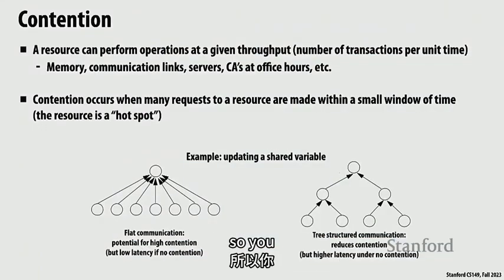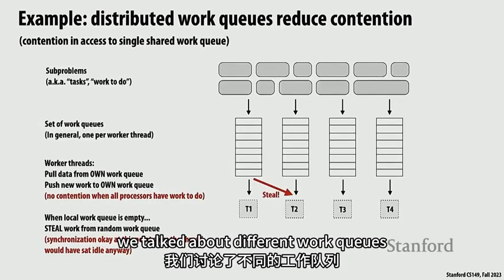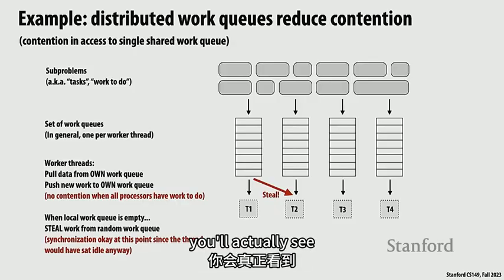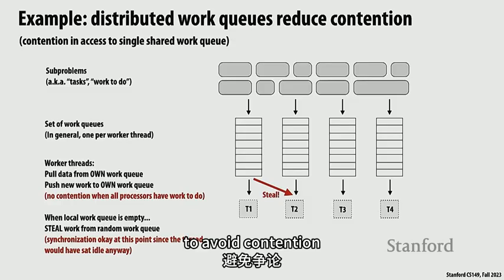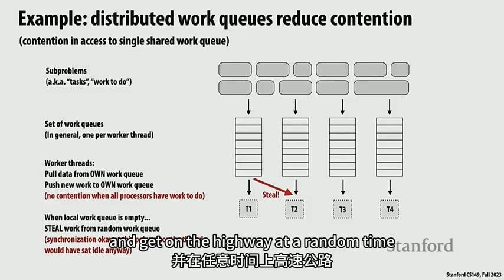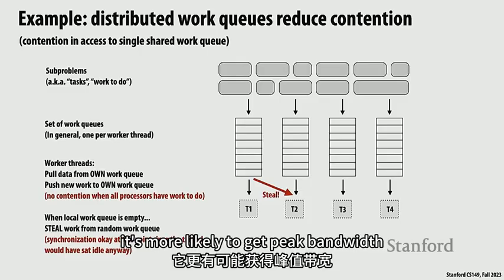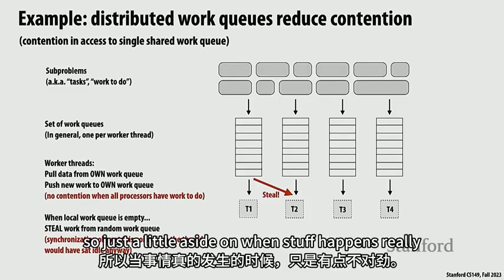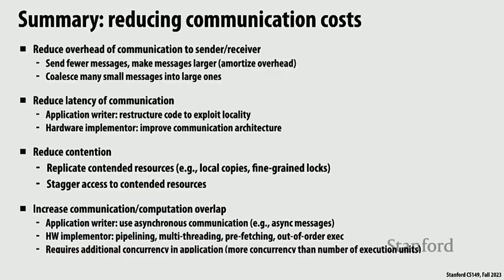In the work queue setting, we talked about different work queues. In memory request scheduling, you'll actually see that sometimes it's good to randomize things to avoid contention. Like everybody leaves their house and gets on the highway at a random time, and then the highway is more likely to get peak bandwidth out of it. So just a little aside on how when stuff happens really matters.